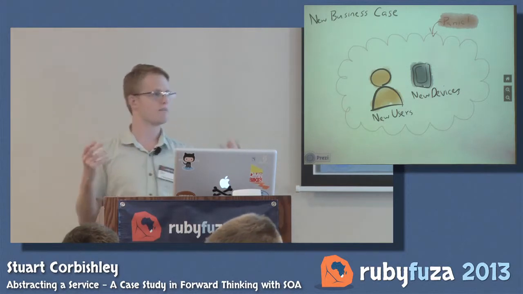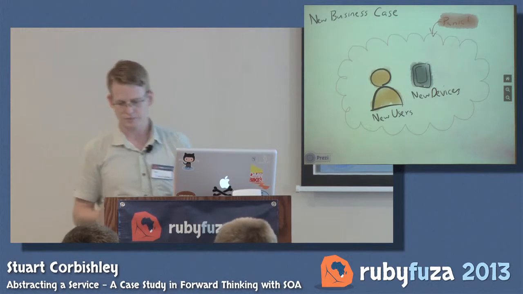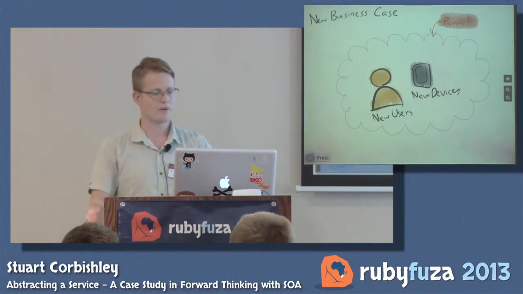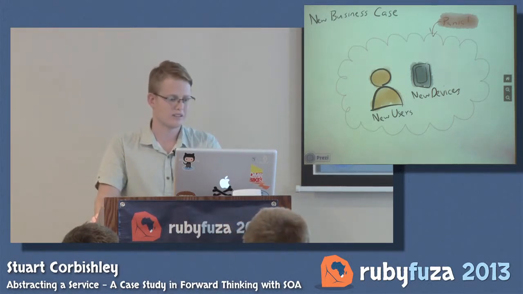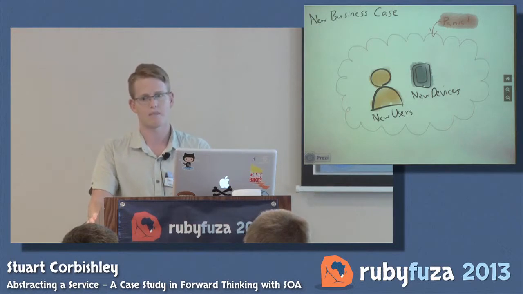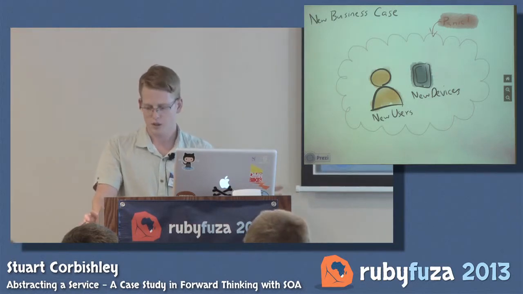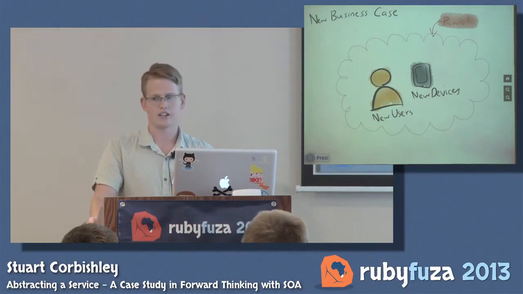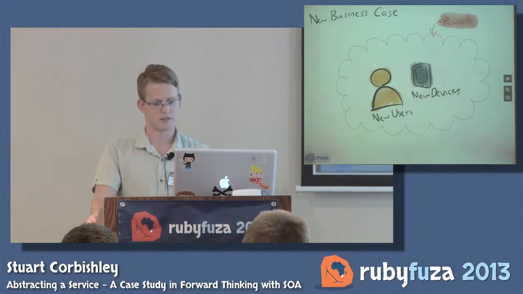We didn't really want to make a big mess worse. So we started thinking about, how can we refactor this? Cleaning up one application is not really going to help us in this case. We need to make room for new business cases and not just make our application cleaner. So we started thinking about service-oriented architecture and how it could help us.